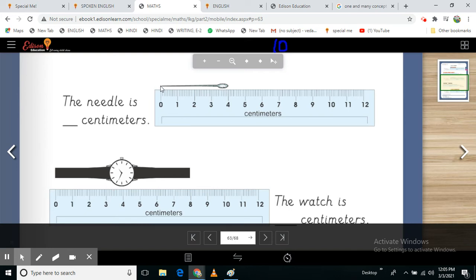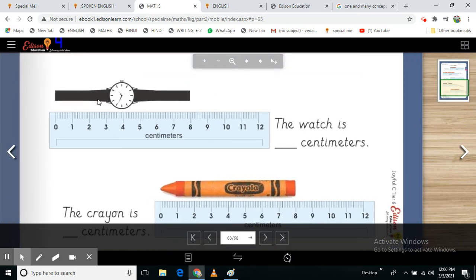Start from the 0 point and the length of the needle is, yes students, tell me which number is this. Yes, 4. It means 4 centimeters, है ना. The length of the needle is 4 centimeter. कितनी लंबी है needle, 4 centimeters, right? Okay, now write here the number 4. The needle is 4 centimeters, right?